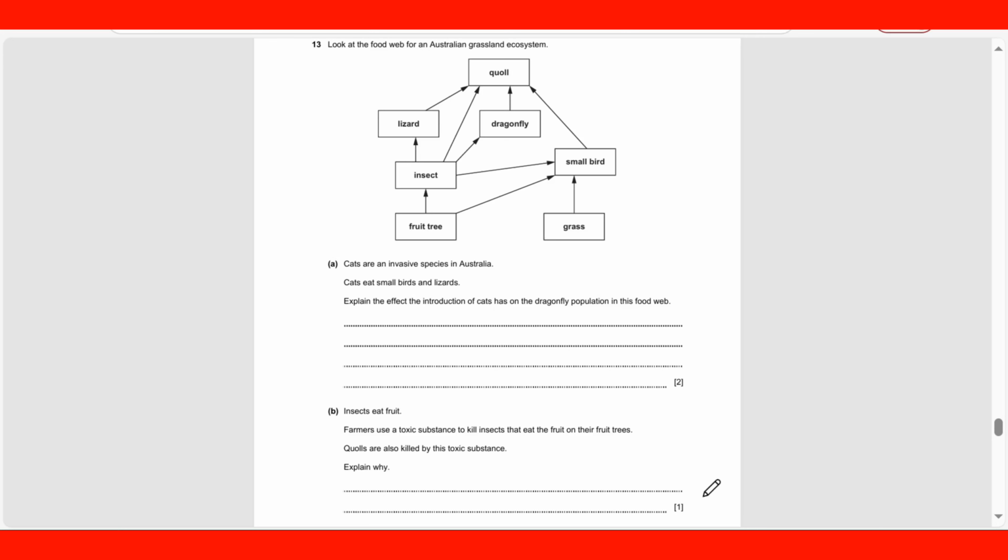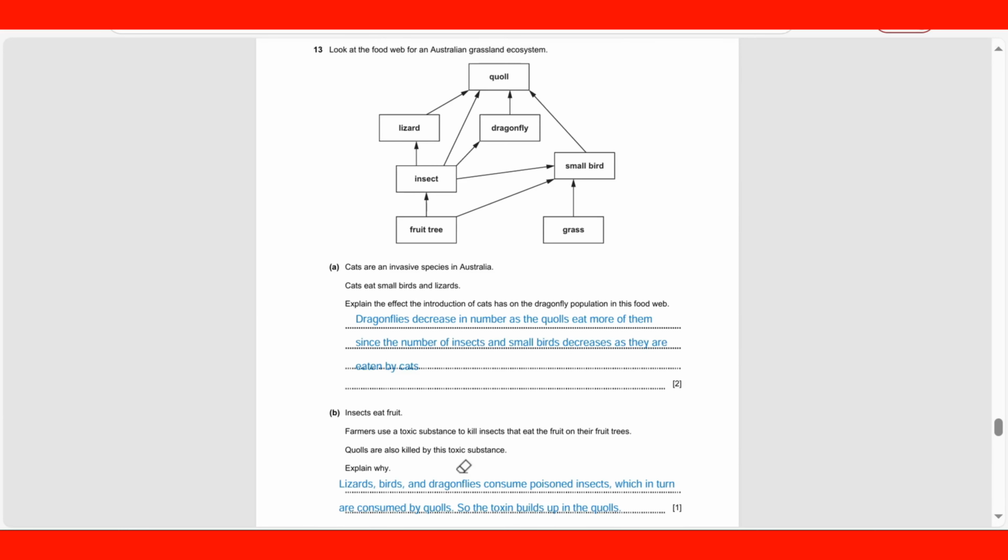Let's check out the answer. Okay, lizards, birds and dragonflies consume poisoned insects. Alright, which in turn are consumed by the quolls, so the toxin builds up in the quolls. Let's move on.